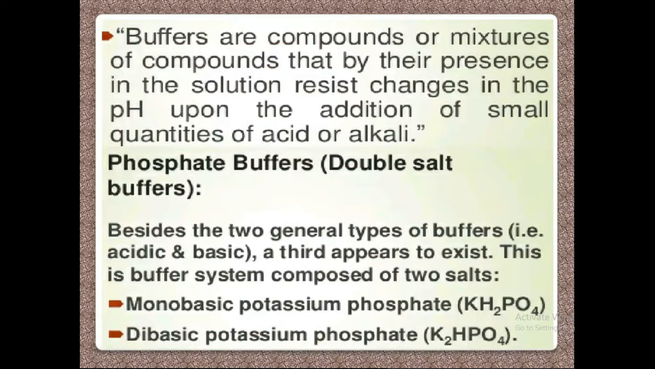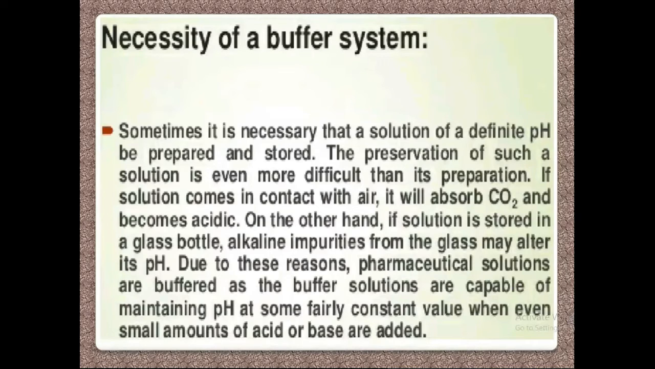First one has 1 potassium, K. Another one is K2, 2 potassium. That is why they are monobasic potassium and dibasic potassium. So 2 components are there. That is a solution of a definite pH. That is, its pH is already known. It is already prepared and stored in the laboratory. Its pH is definitely known.